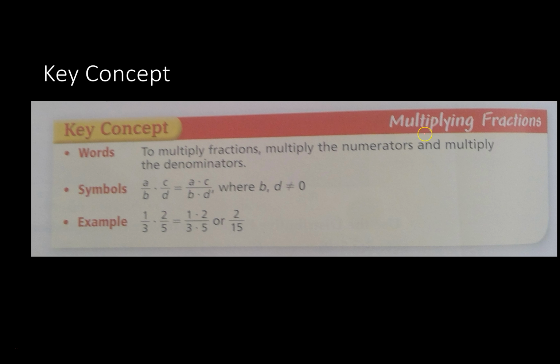So to multiply fractions, multiply the numerators and then multiply the denominators. You just do it straight across: A times C, B times D. You just write them all across. So 1 times 2 is 2, 3 times 5 equals 15. Just multiply across and leave it just like that.